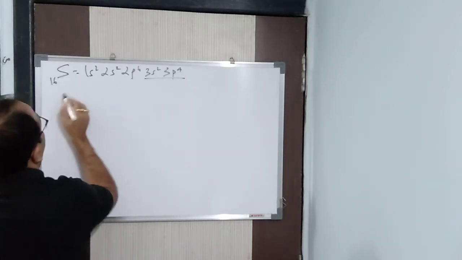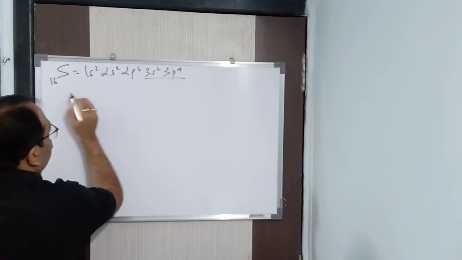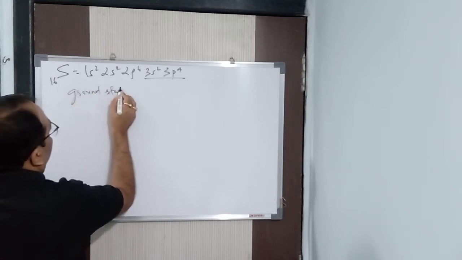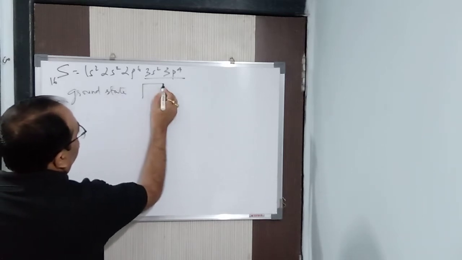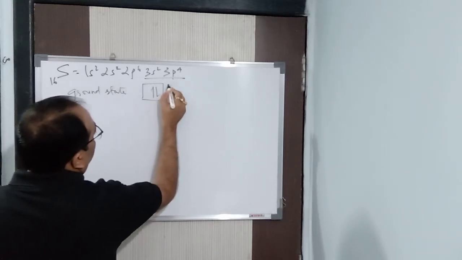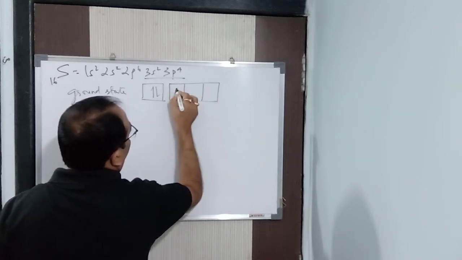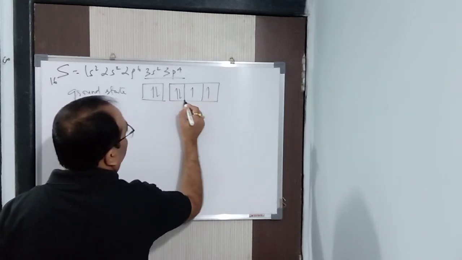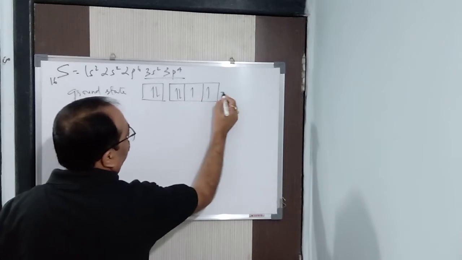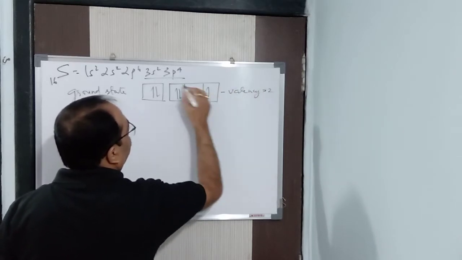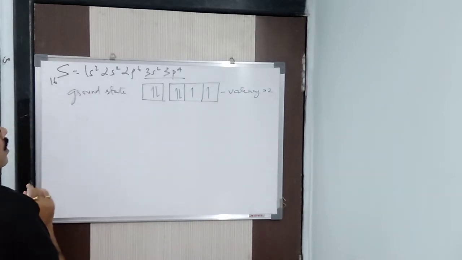Fine. Now, next is in the ground state. In the ground state, what it will be? So, that is 3s, 2 electrons and 3p4. 1, 2, 3, 4. So, there are 2 unpaired electrons, 2 unpaired. So, its valency is 2. Very simple. The valency is 2 in the ground state.